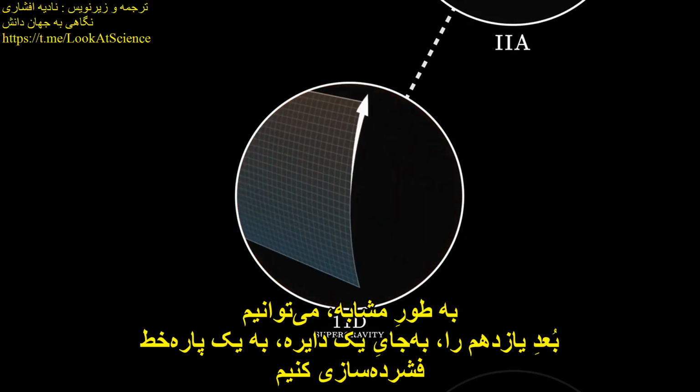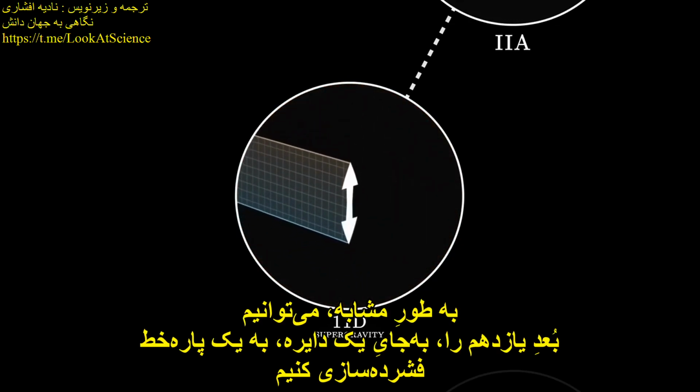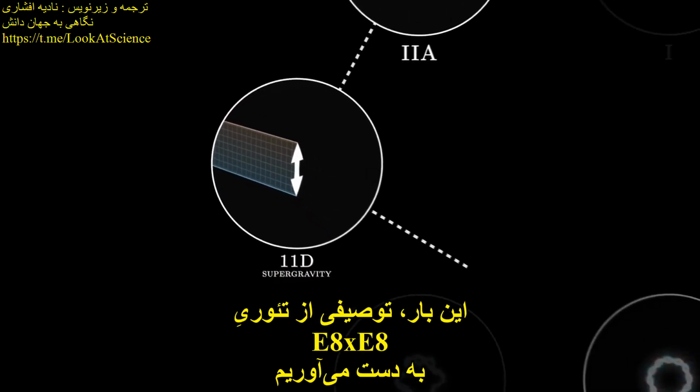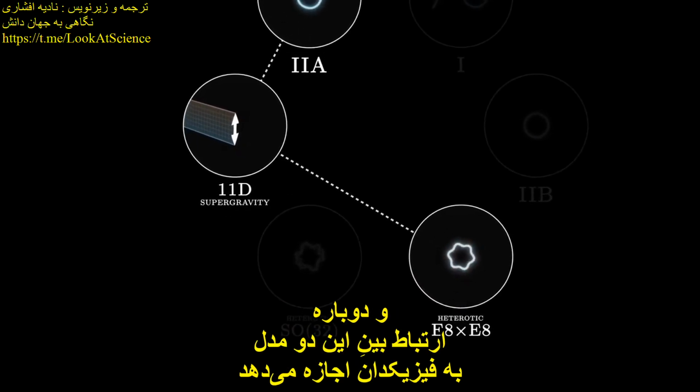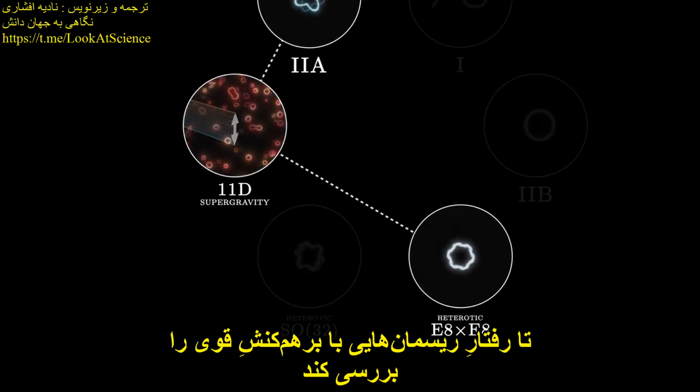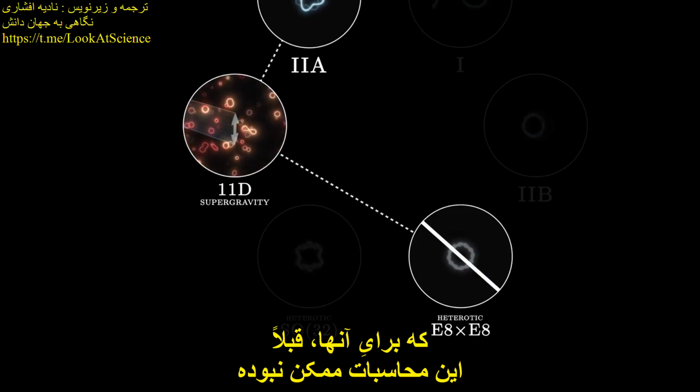Similarly, we can compactify the 11th dimension into a line segment rather than a circle. This time, we obtain a description of the E8 cross E8 theory. And again, the link between the two models allows physicists to probe the behavior of strongly interacting strings for which the calculations weren't possible before.